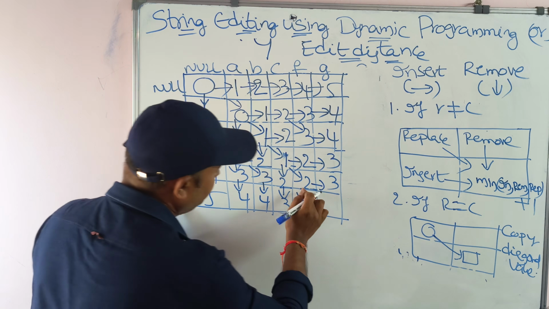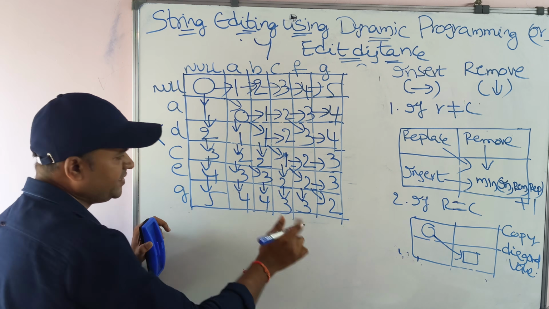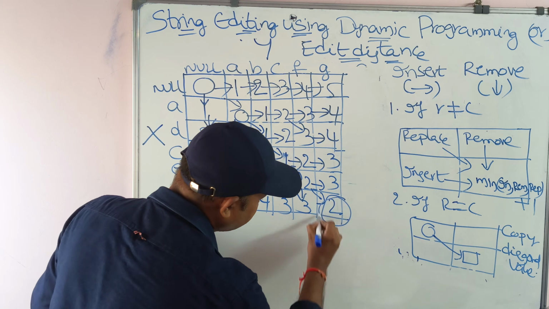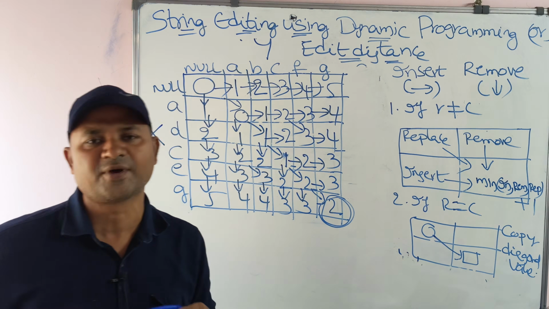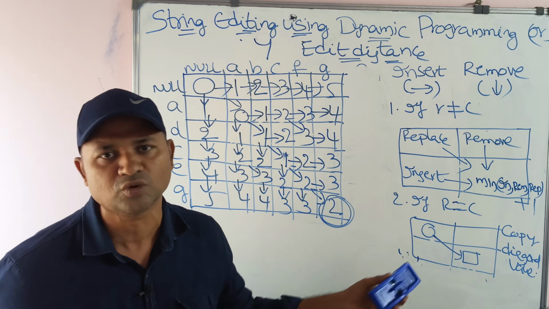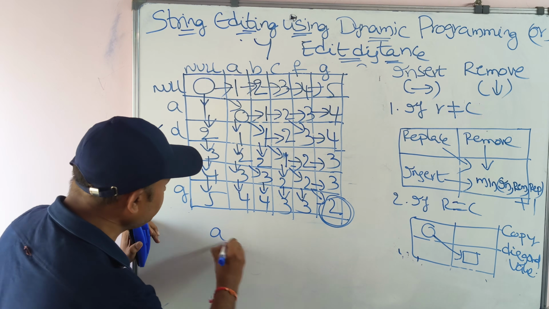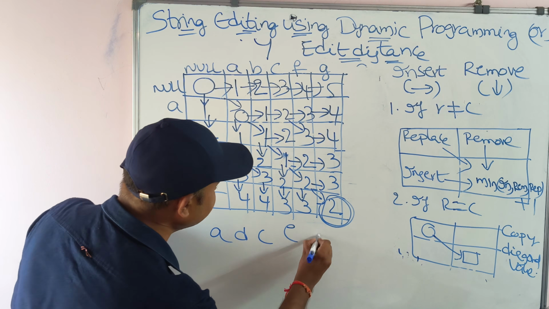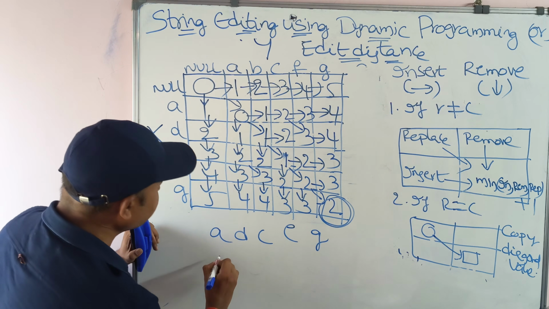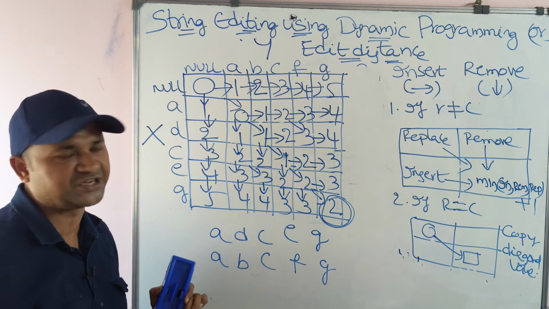That means we have to copy the diagonal value. So 2 is coming from this 2. So here the last number is nothing but the minimum number of operations. So the minimum number of operations required is 2. Now let us find out what those operations are. Here what is the source string? ADC, EZ is the source string. Whereas what is the destination string? ABC, FG is the destination string.